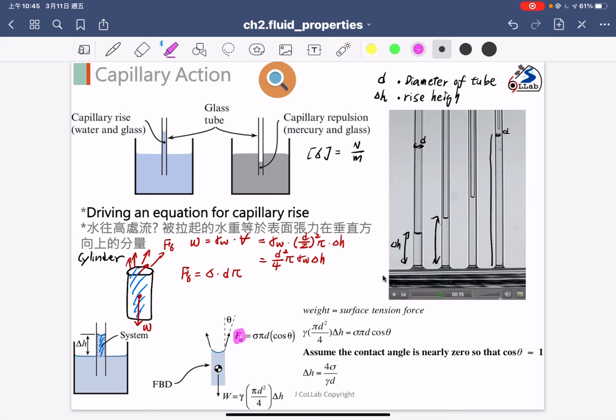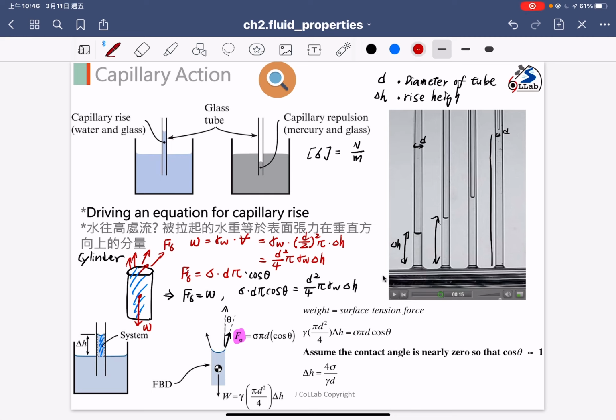One idea I didn't mention is that the surface tension force F sigma is not always upward. It is an oblique force, and to project it upward you need the additional cosine theta, projecting F sigma into the vertical direction. So the force balance is F sigma equals weight: sigma d pi cosine theta is equal to d squared pi over 4 times gamma w delta h.